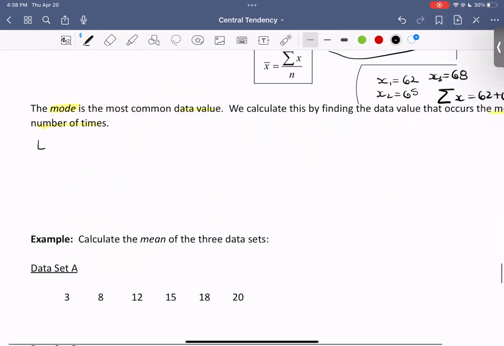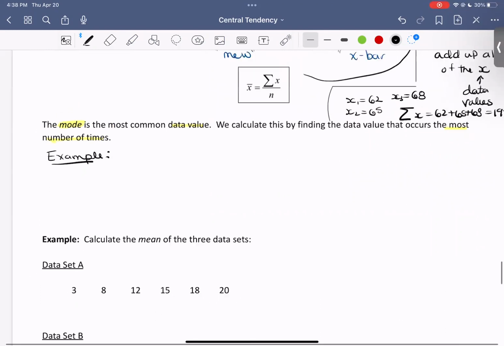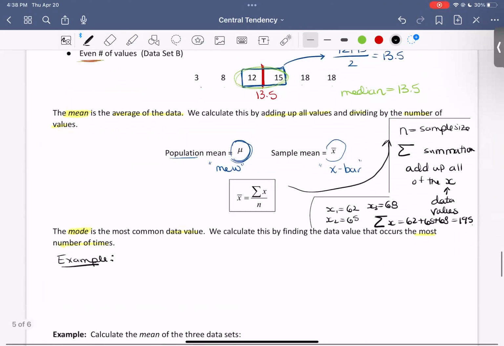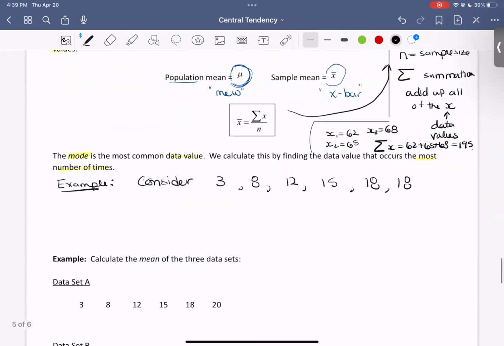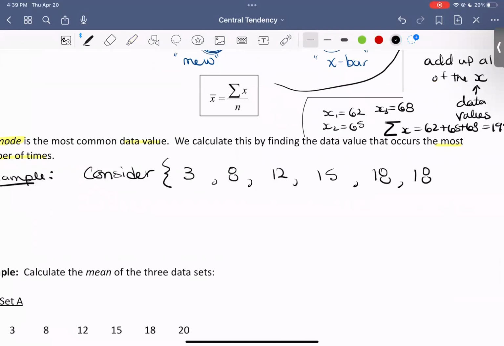So let's go ahead and compute an example. Let's consider the data set that we already saw in that second case. So we have the data 3, 8, 12, 15, 18, and 18. So here is our set of data. Which number occurs most often? Well, we see that 3, 8, 12, and 15 occur once, 18 occurs twice. So in this case, 18 is our mode.